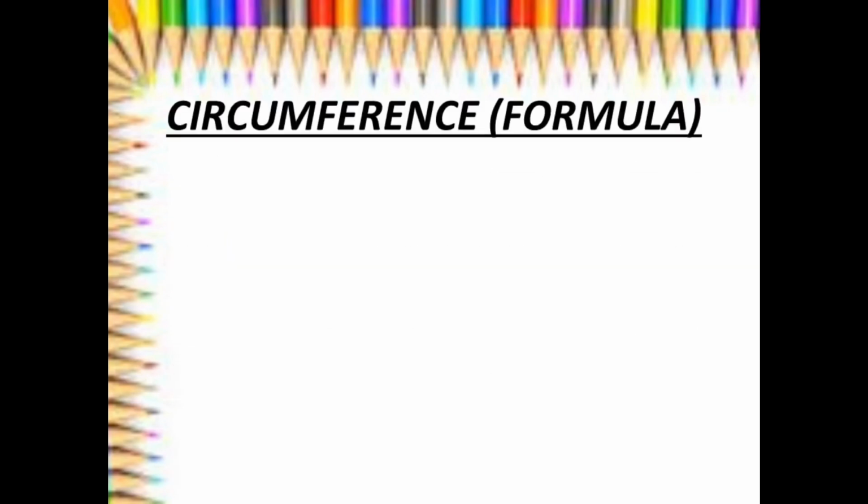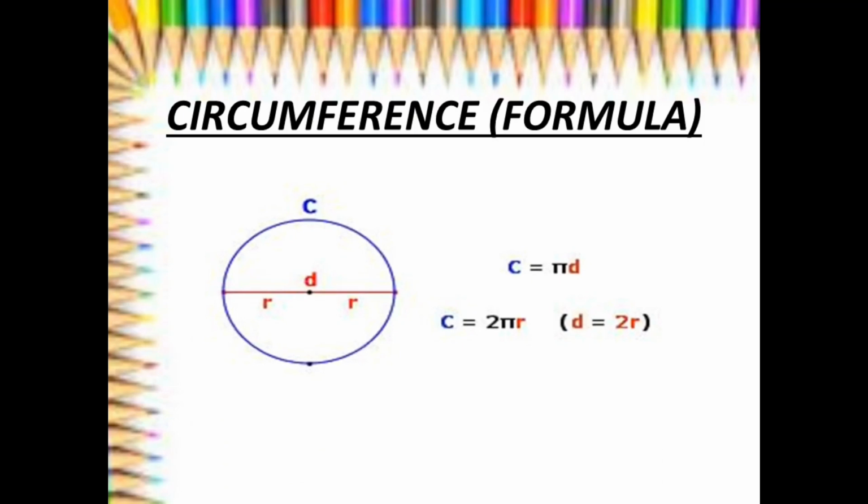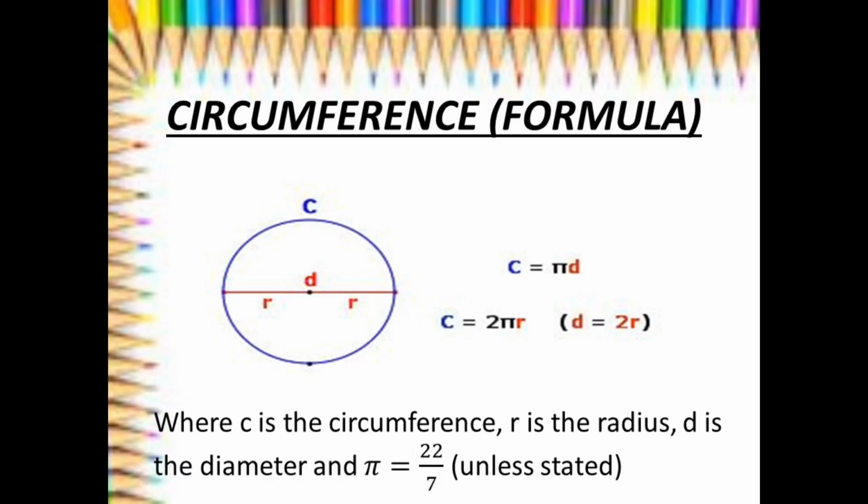Next topic is the formula for finding the circumference of a circle, and the circumference of a circle is also known as the perimeter of a circle. Now when the diameter is given to us, we use the formula C equals pi d, and when the radius is given to us, then we use the formula C equals 2 pi r, where C is the circumference, r is the radius, d is the diameter, and the value of pi we will take as 22 by 7 unless stated.